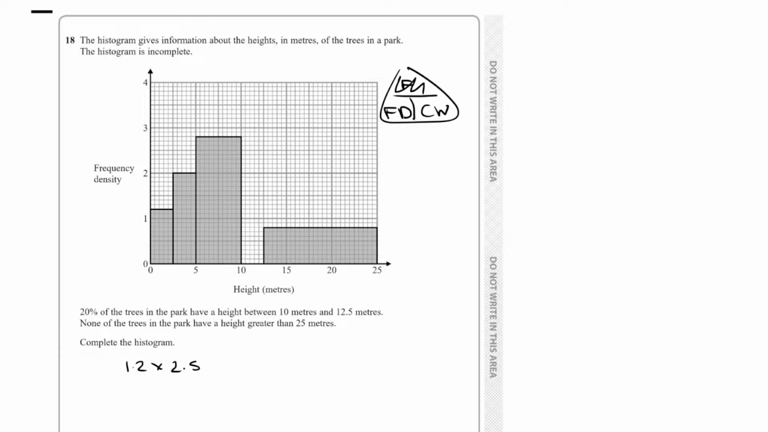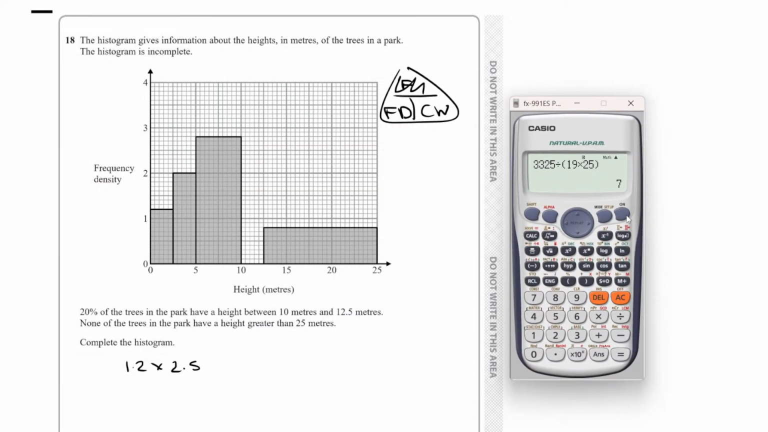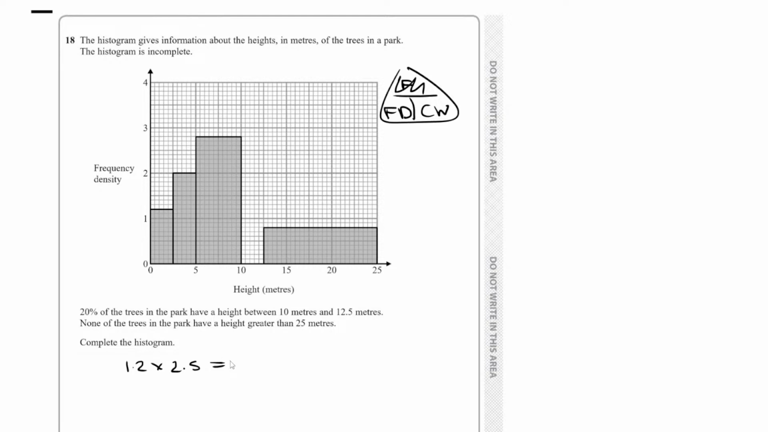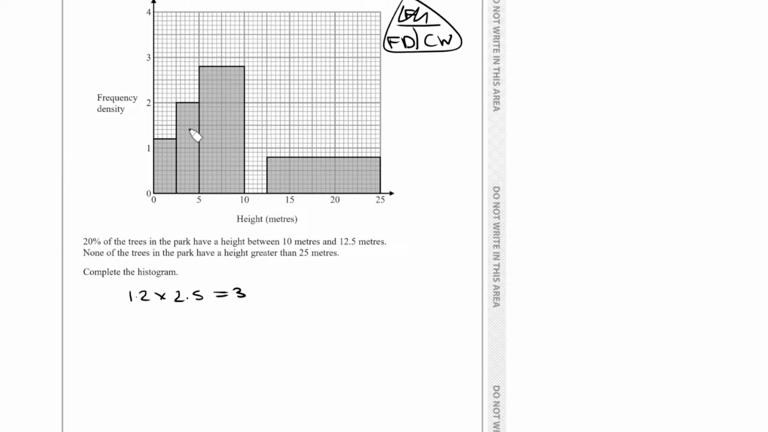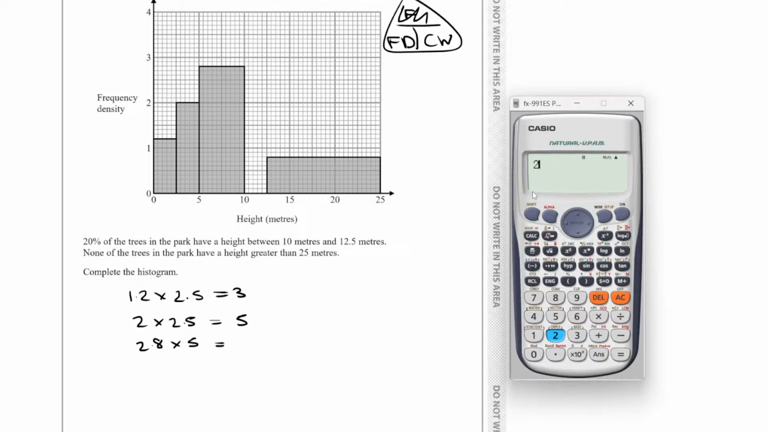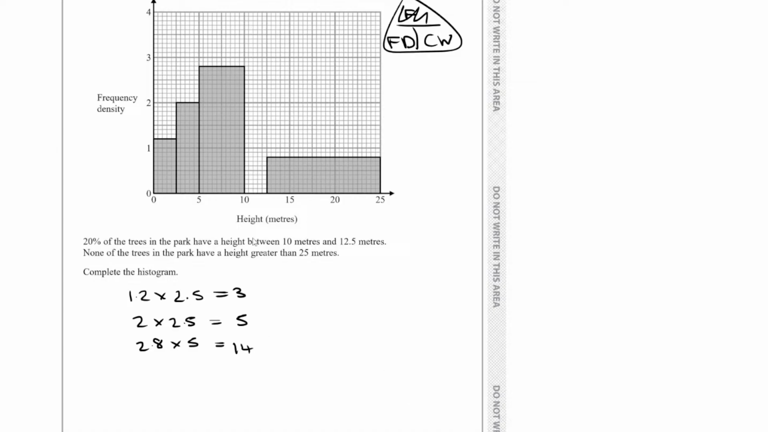Obviously these all have to come out as whole numbers, right? Because there are whole trees, so if you get one that isn't a whole number, you know something's gone wrong. Yeah, 3, that gives us a whole number, that's fine. Let me scroll this a little bit. Then we've got 2 times 2.5, so that's obviously just 5. Then we've got 2.8 times 5? I think it's 14, but let's see. Yeah, 14. Obviously the missing one, and then last one we've got 0.8 times, that difference is from 12.5 to 25, so 12.5 again.